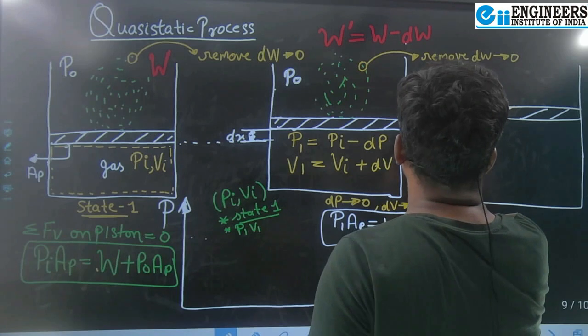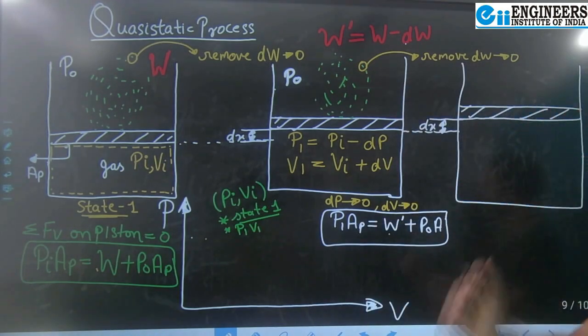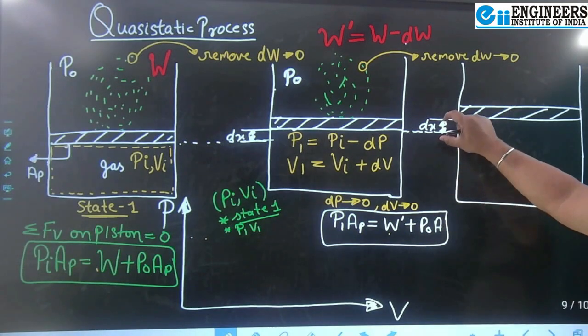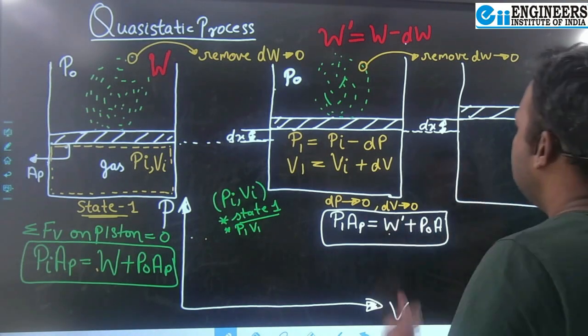This is dx distance, displacement is there, right? The piston will move again very slightly. Slight displacement will be there, a differential displacement. Dx is tending to 0, right? Now again what will happen?